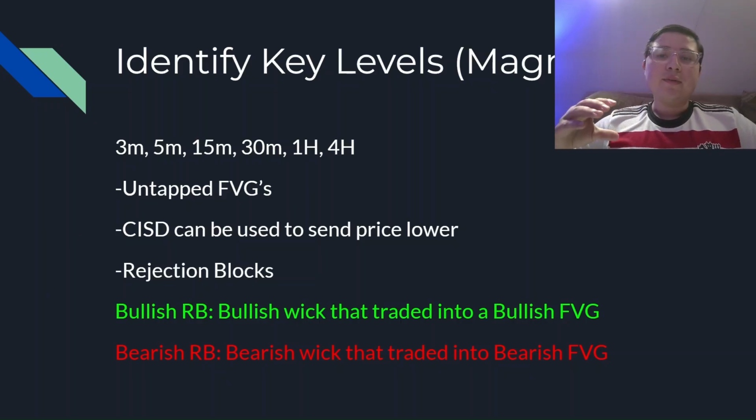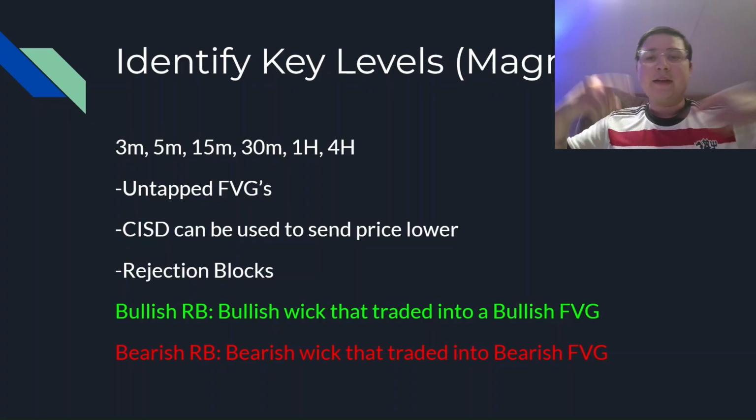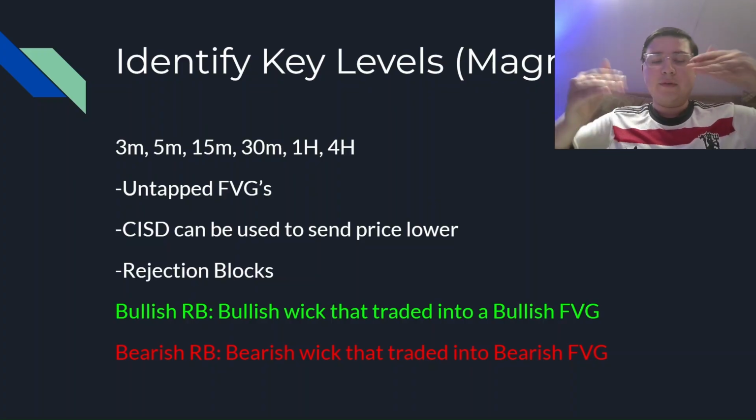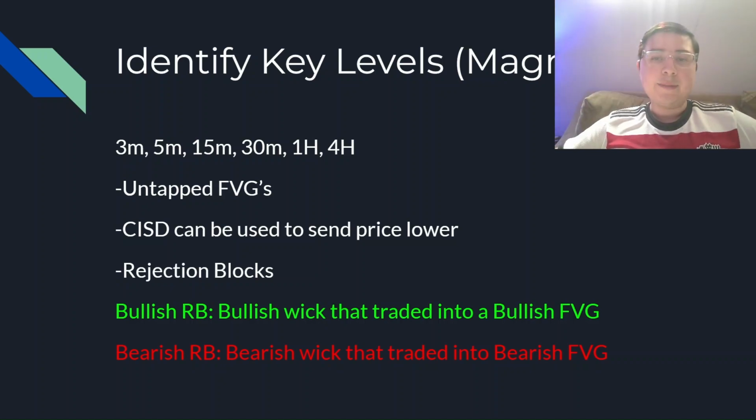CISDs can also be used to send price lower or higher. For example, we get a change in state delivery. Usually, if we tap back into that change in state delivery, we bounce off like a rejection block, or vice versa. If it's bearish, we tap into this change in state delivery and then trade lower. So that also can be used as a magnet. I put that one here because I've been using that a lot this past week and have been getting pure green days.